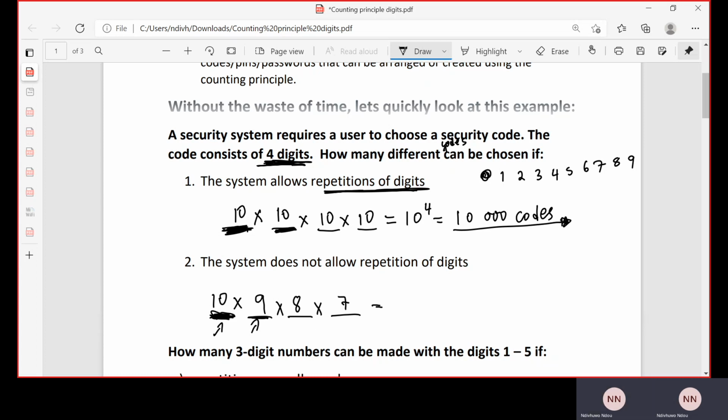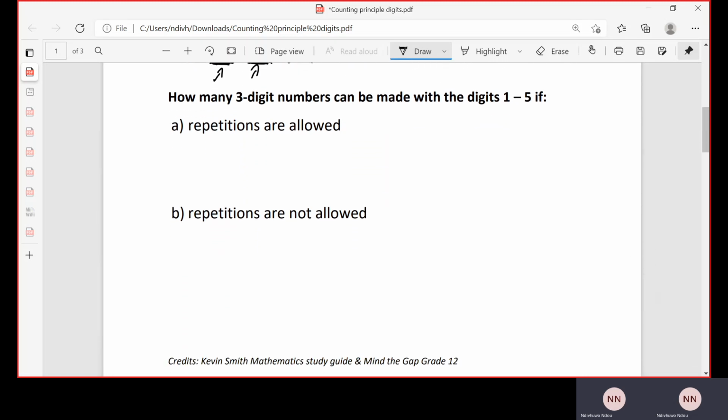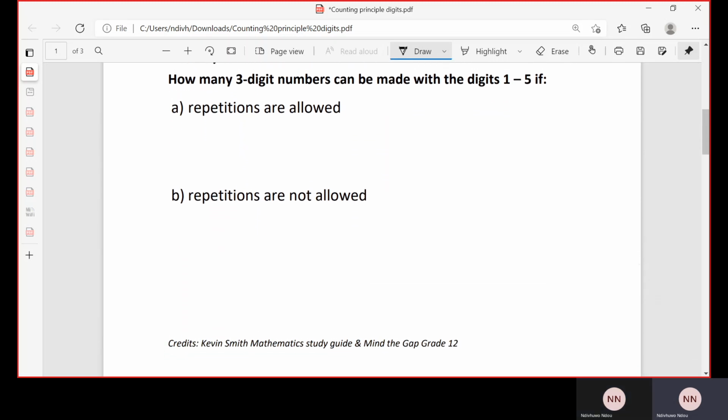7. Then we just use a calculator to get the number of codes that they can form if repetition is not allowed. It says 10 times 9 times 8 times 7. This will be 5,040 codes that they can form. I hope that was understandable. Let's move to other examples.